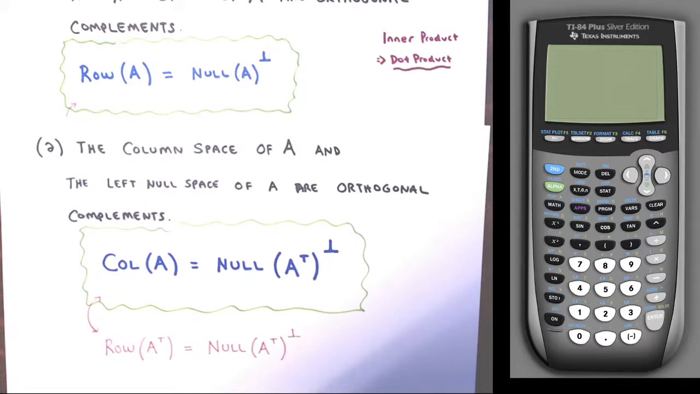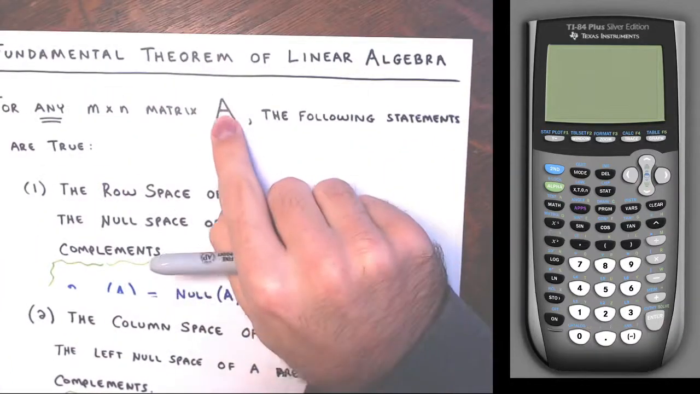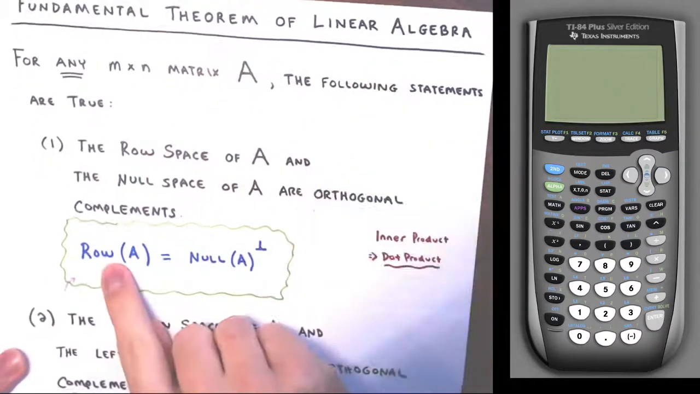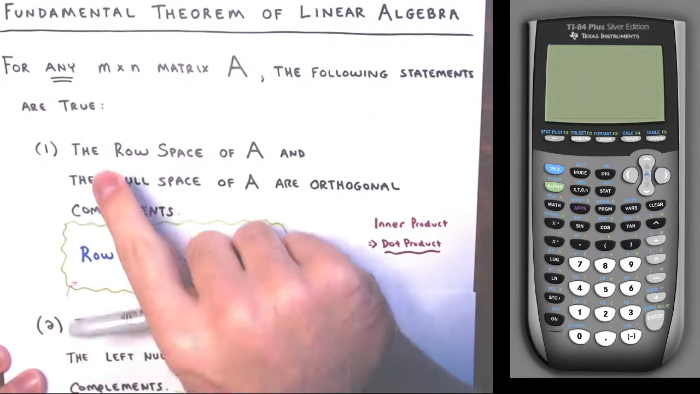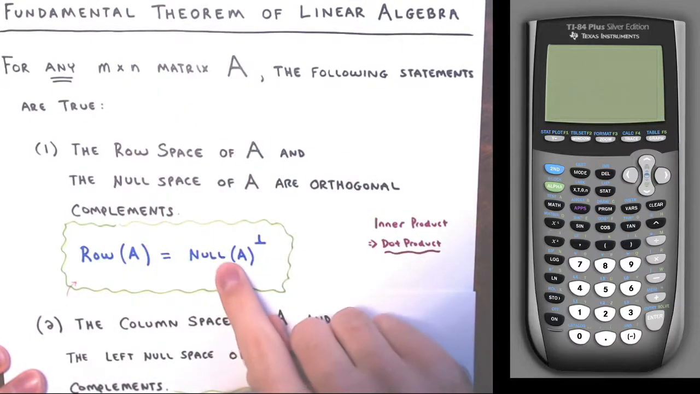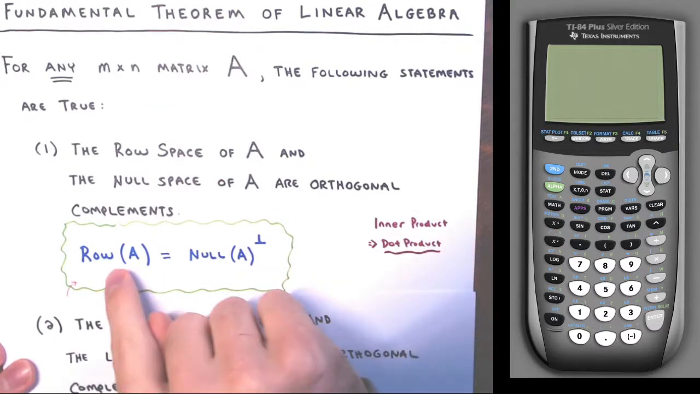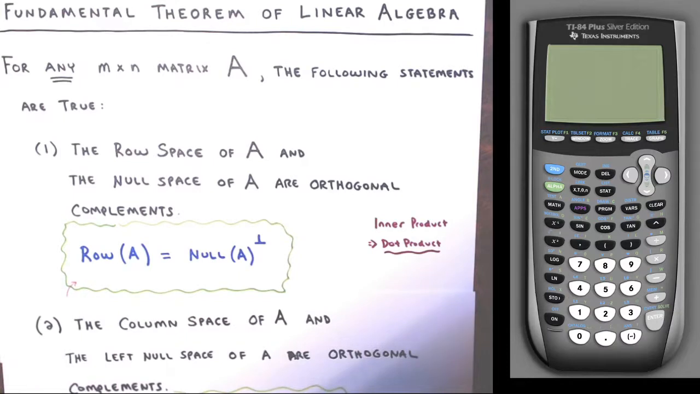Okay, now that we have these orthogonal complements out, some consequences of this. Remember, if your matrix is an m by n matrix, the row space will be a subspace of R^n. The null space will also be a subspace of R^n. And if they are orthogonal complements, if you recall, an inner product space can be expressed as a direct sum of a subspace and its orthogonal complement.